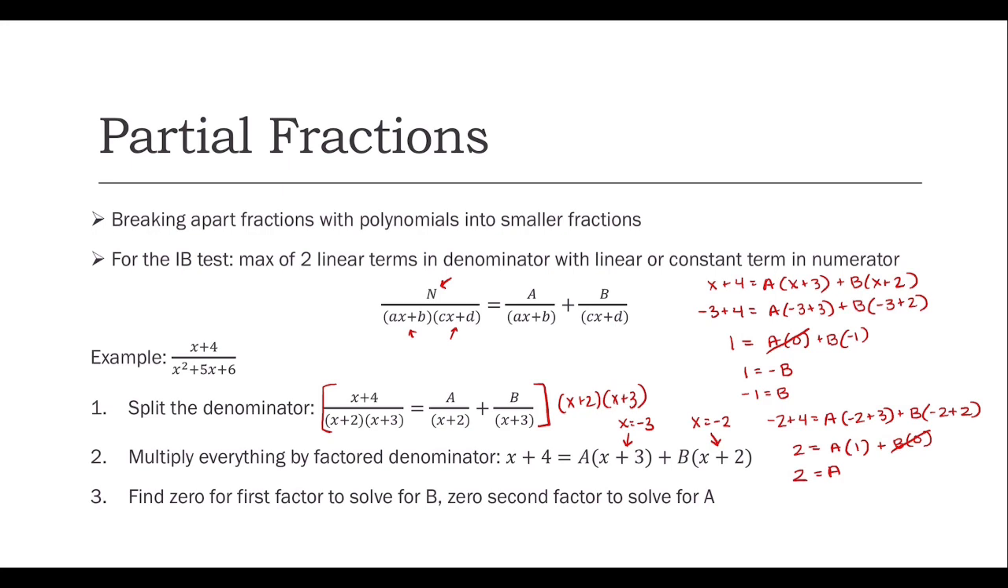So your partial fractions would be a, so 2 over x plus 2, plus b, so b is negative 1, so we'll do minus 1 over x plus 3. So that's this fraction here written in partial fractions.